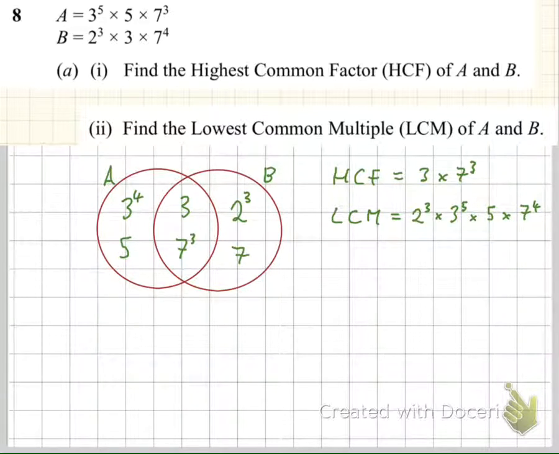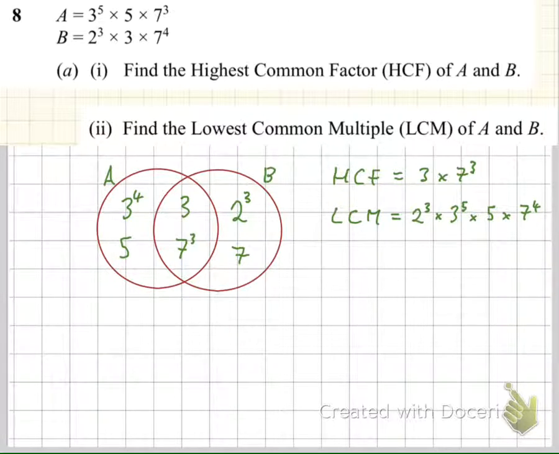Conversely, for the lowest common multiple, it's the highest powers we want. We need every prime number that appears anywhere, so 2, 3, 5 and 7, all 4 of those. 2 appears to the power 3, just in one number, so we get 2 to the power 3. 3 appears in both, but we're going to take the highest of those, so 3 to the power 5. 5 only appears in A, so we're just going to have 5. And then 7 appears in both, but we're going to get 7 to the power 4, because it's the largest number.